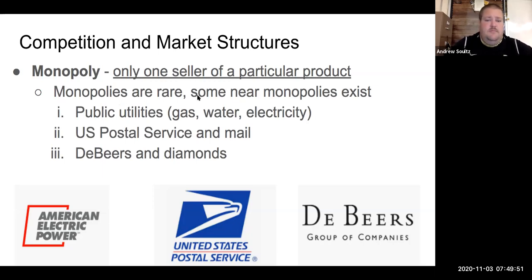And so monopolies are rare, but there are some near monopolies. So markets that are really close to being a monopoly. You think of public utilities like gas, water, and electricity. Well, if you live in Winchester, you really only have one company that you can buy gas for your house, or water for your home, or electricity for your home from. There's only really one option. And so that would be a monopoly. The U.S. Postal Service has a huge share of mail. And so you think of that as a monopoly. De Beers is a huge supplier of diamonds. And so that is a near monopoly.